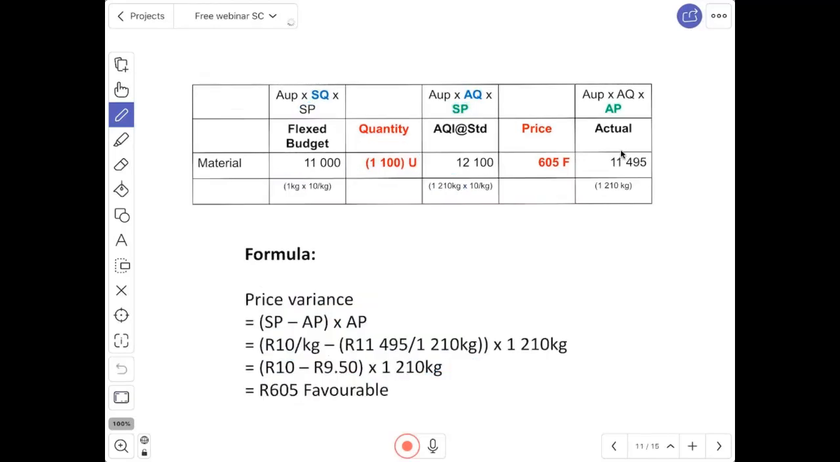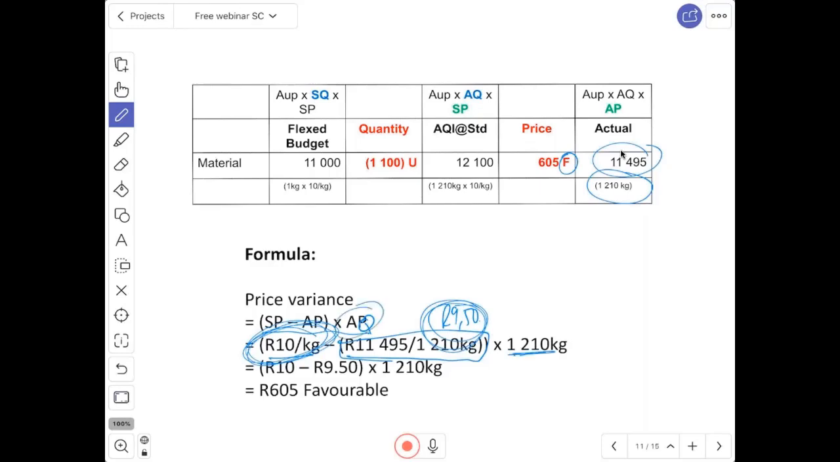Then the price side. So our formula here, if you memorize the formula, you know it's standard price less actual price times actual quantity. So 10 Rand is our standard price. Actual price we had to calculate. So it's the total Rand value divided by the total kilograms, and that'll give you 9.50 Rand. So already we can see this is a favorable variance, because we should have spent 10 Rand per kilogram, and we actually only spent 9.50 Rand. So it's a positive variance, favorable variance. We multiplied by the actual quantity that was given.